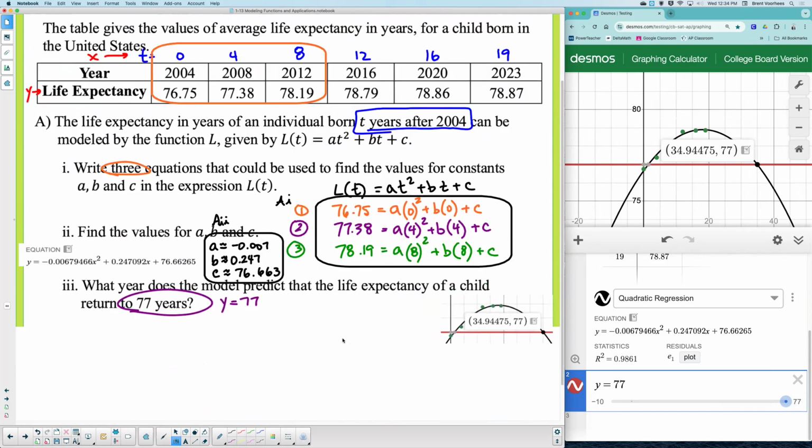2004. So the year would be 2004 plus approximately 35 years. I'm going to round years to the nearest year. So the year will equal 2004 plus 35 years. What year will that be? 2039. For people born in 2039, they're predicting that people born in 2039 would live 77 years again.